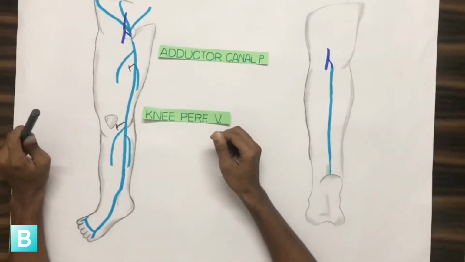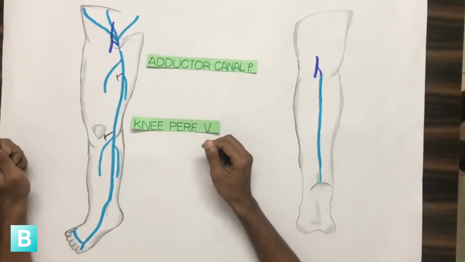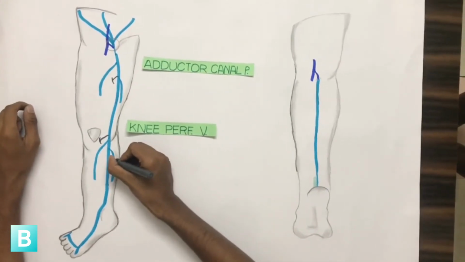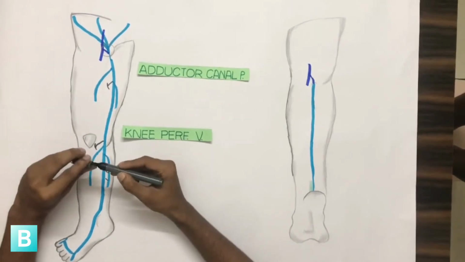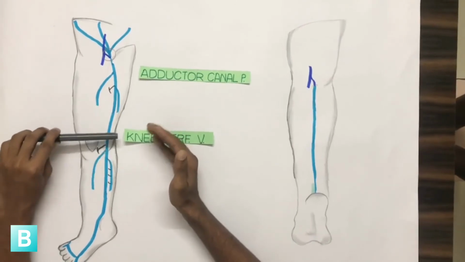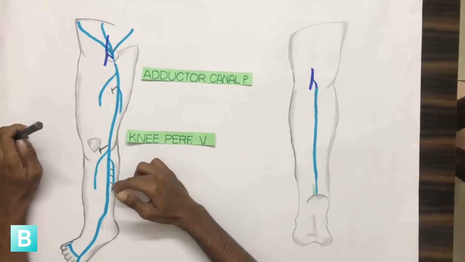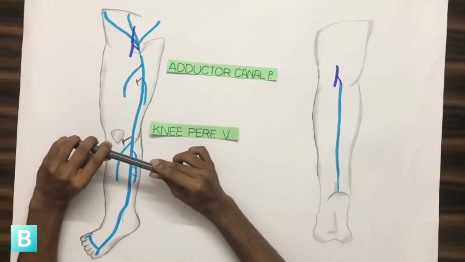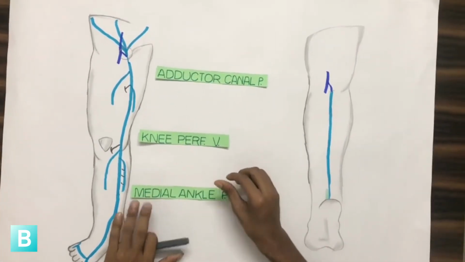Now let's move on to the other two. They are the medial ankle perforators of Cockett and the lateral ankle perforator. Now the medial ankle perforators are 3 in number. So they are present right here. As they are 3 in number, the uppermost is called the upper medial ankle perforator, the middle medial ankle perforator, and lastly the lower medial ankle perforator. These connect the great saphenous vein with the posterior tibial vein. So these are the medial ankle perforators.